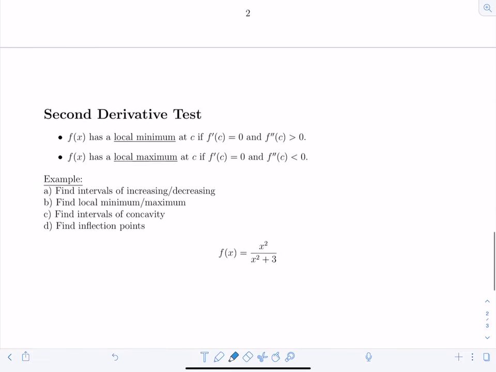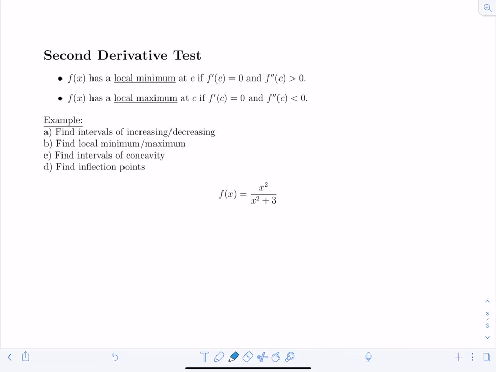Last little tidbit is the second derivative test. The second derivative test is applying the second derivative to identify where we have local mins and maxes on our graph. So f of x has a local minimum at c if f prime of c equals 0 and the second derivative is positive. Now remember, if the second derivative is positive, that means the graph is concave up. So it would look something like this. And also, we know that f prime of c is equal to 0. So f prime of c would equal 0 here. Say that's c.